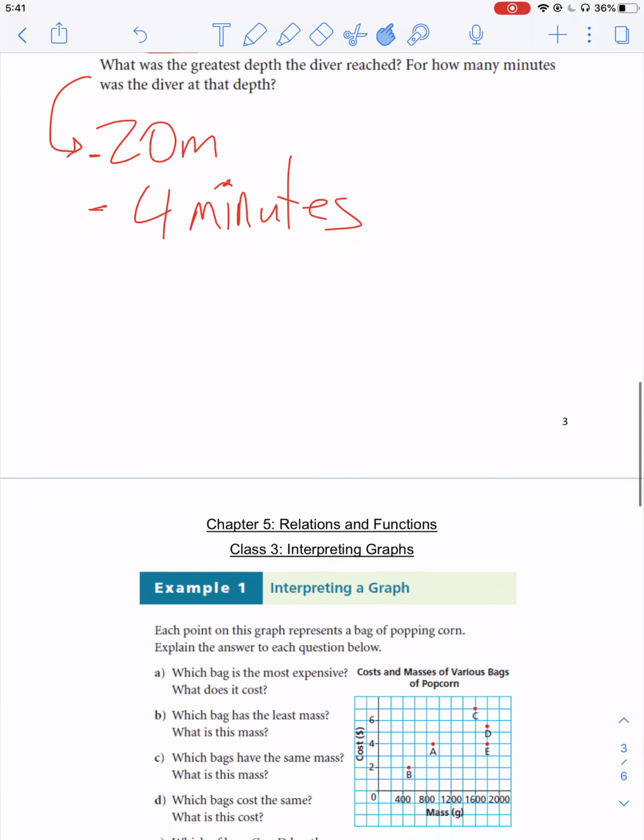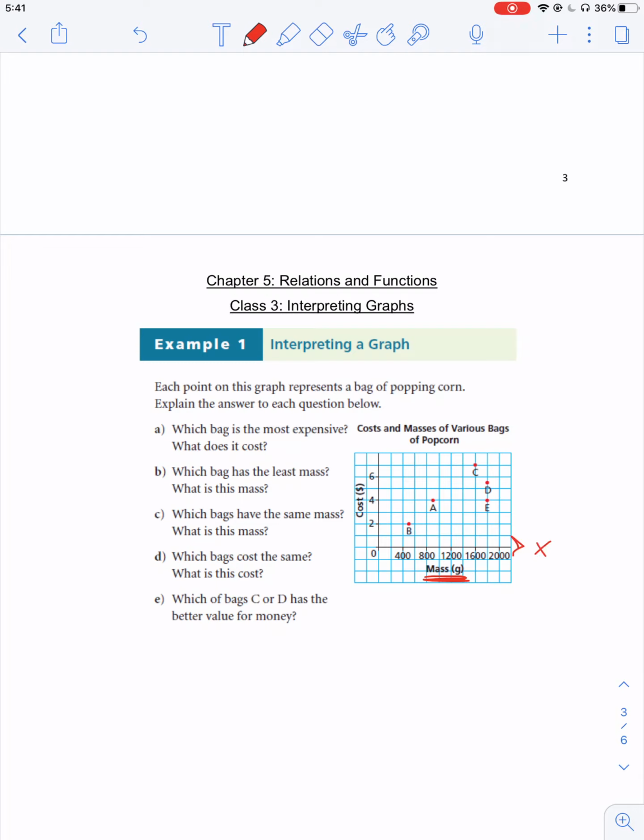So another graph, right? Your independent variable, your x variable, is on the x-axis. This is your y-axis. So your independent variable is mass. Dependent variable is the cost. So the first question, which bag is the most expensive? When we're talking about cost, we have to look at the y value. Because they're saying the most expensive, it has to be the greatest y value. So it's C. So bag C is the answer.